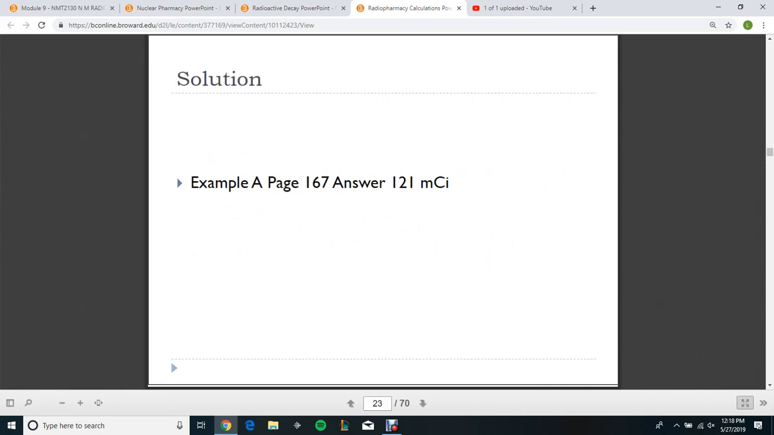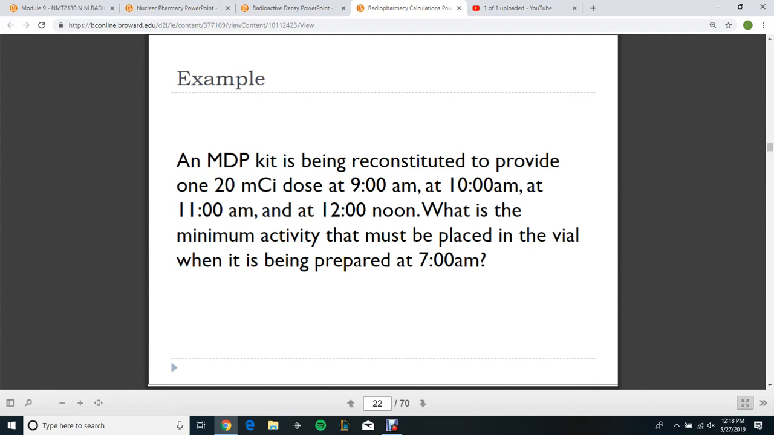It gives the example on page 167. It answers 121. So what you're going to do is take the 20 millicuries into 4 separate decays, and you're going to need to positively decay it. So it's going to be 20 millicuries times e to the positive 0.693 times whatever the time difference would be.